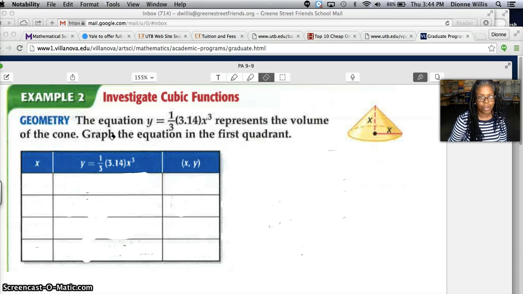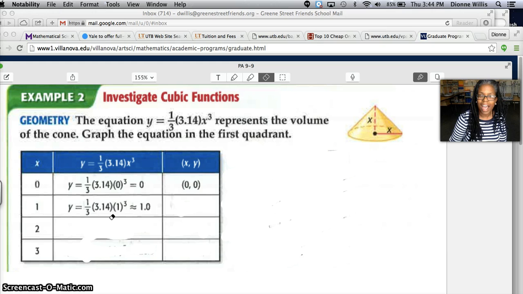So again, here we're graphing the information in the first quadrant. We know that means positive x values, so it makes sense that graphing 0, 1, 2, and 3 would be enough to give us the values in the first quadrant. So now that we've got that out of the way, we're going to plug in our values right in for x. When I plug in 0 for x here, I get 0. All of this cancels out, and this tells me that part of the graph is going to go through the origin. When I plug in 1, 1 cubed is itself, and then I multiply 1/3 times 3.14, I'm getting approximately 1. It's pretty close to 1. So that gives me 1, 1 as a point.